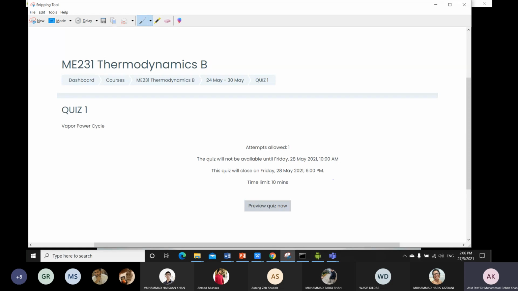However, once you have clicked the quiz start, it will allow you only 10 minutes to submit the quiz. Otherwise you will be marked 0 if you cannot submit it within 10 minutes. This quiz is related to the vapor power cycle, basically the Rankine cycle. It is a very simple quiz. The first 5 questions are general MCQs, not technical, and not related to any numericals. The topics included are the Rankine cycle, actual Rankine cycle, and reheat cycle.